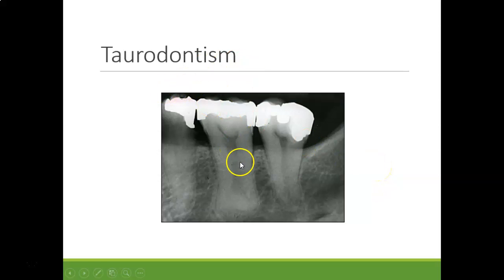Taurodontism. That's the situation where there's an extra large pulp chamber, and down at the apex, instead of being nice and tapered, it's broad and flat, and it's just a very odd shape. Not at all like an apex that you would accept or expect to see. It's broad and flattened, and the whole pulp chamber, especially down toward the apex, is quite large.